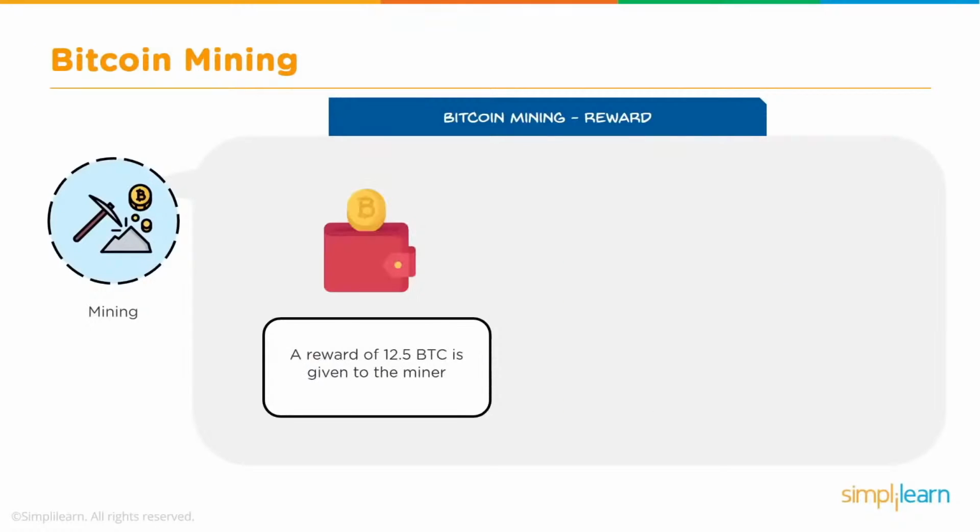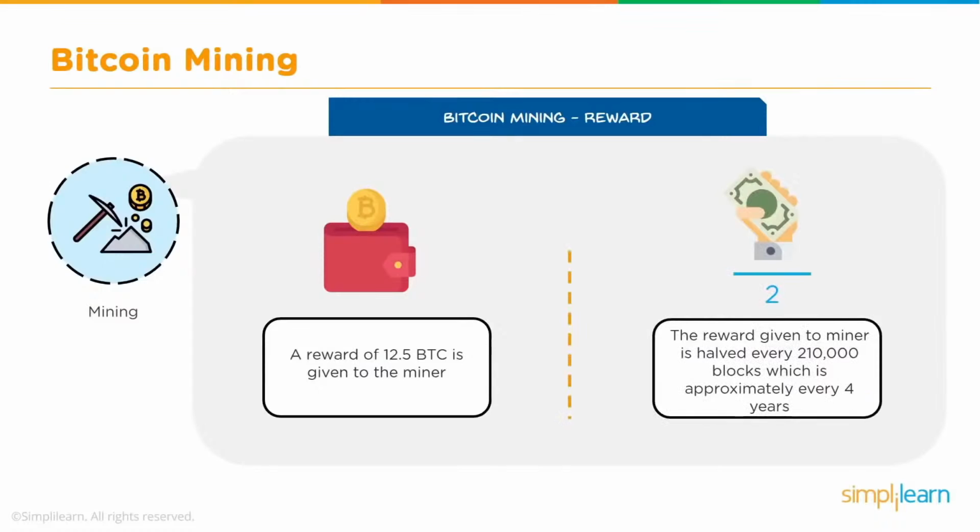As of today, a reward of 12.5 Bitcoin is given to the miner for transaction verification, but the Bitcoin mining reward goes by the halving principle. The reward given to a miner is halved every 210,000 blocks, which is approximately every 4 years. So after that threshold is reached, the Bitcoin reward will go down to 6.25 Bitcoins.